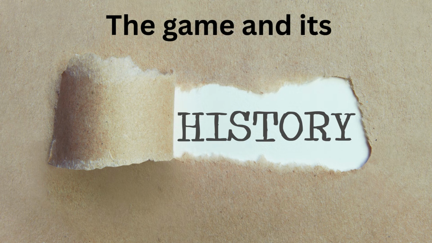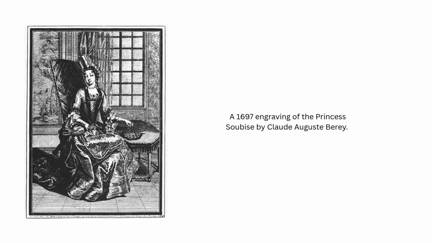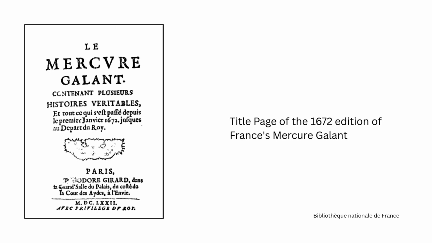But first, let's present some comments about the game and its history such that every viewer has adequate knowledge about it. The game first appeared in France in the late 17th century. Evidence is found in several artworks of the period. On the screen, we see the solitaire appearing in a 1697 engraving of the Princess Soubise by Claude Auguste Barye. In print, the first record of the game is found in the French literary magazine Mercure Galant in 1697.